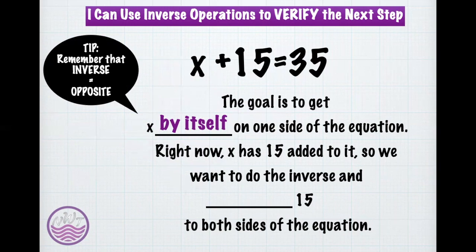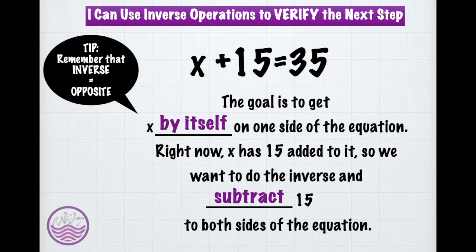Right now, x has 15 added to it. So we want to do the inverse and blank 15. If I'm looking at 15, I see that it's plus 15. So the inverse, like we talked about in our toolbox, remember inverse is opposite, with our tip. The inverse or opposite of addition is going to be subtraction. So I'm going to subtract 15 to both sides of the equation.